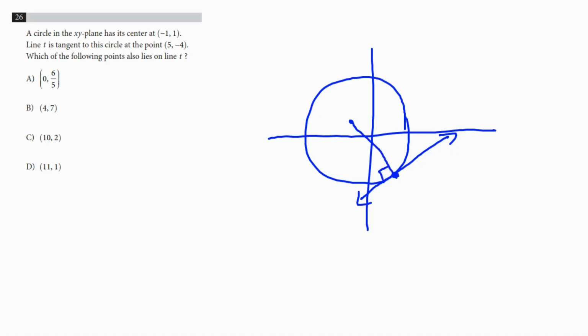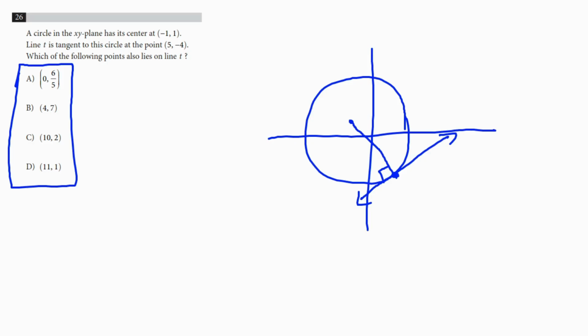Now we want to know which of these points can lie on the line. So we have to find the equation of line T. We know a point on the line, we need to find the slope. So we know that the slope is going to be perpendicular to this one. So that means it's going to be the negative reciprocal of whatever this radius slope is.